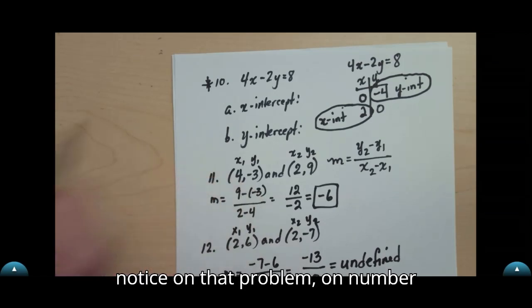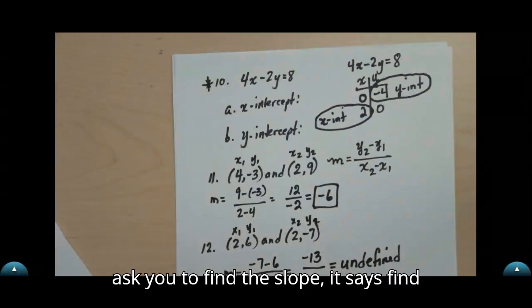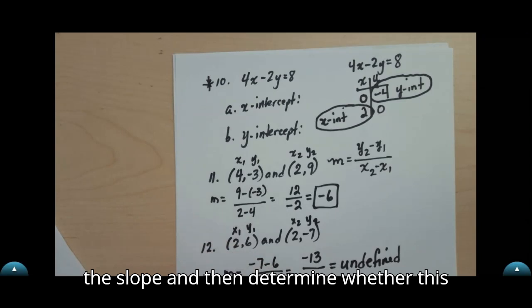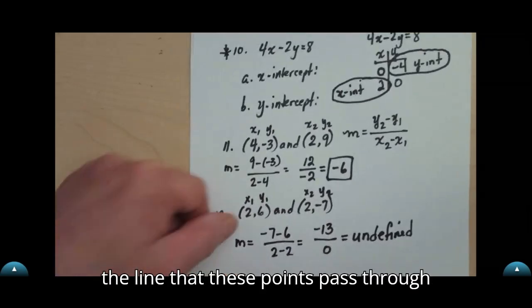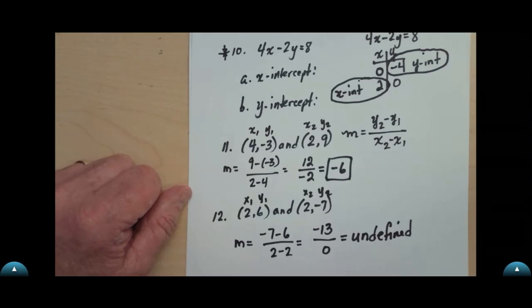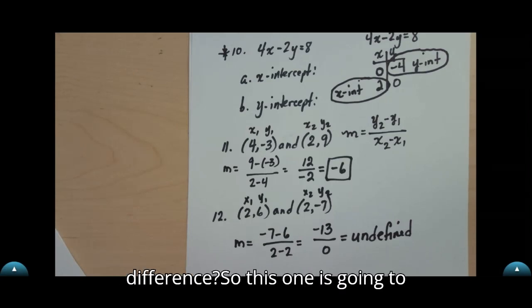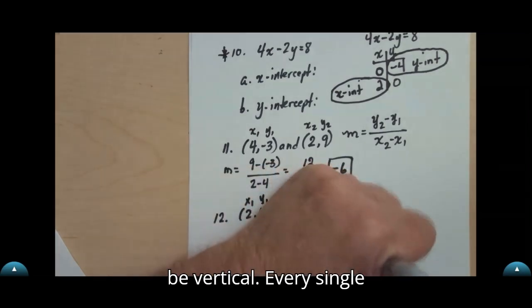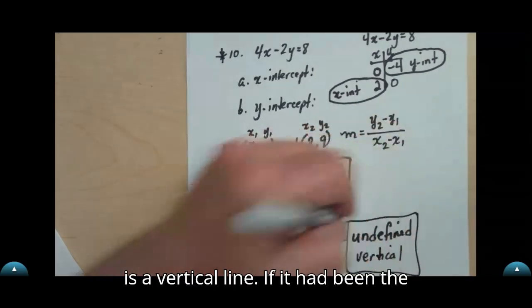Then notice on that problem, on number 12, it doesn't just ask you to find the slope. It says find the slope and then determine whether this line is a horizontal line, a vertical line, or neither. So which is it? Is the line that these points pass through going to be horizontal, vertical, or neither? What if I said vertical? What if you couldn't remember the difference? So this one is going to be vertical. Every single line that has undefined slope is a vertical line.